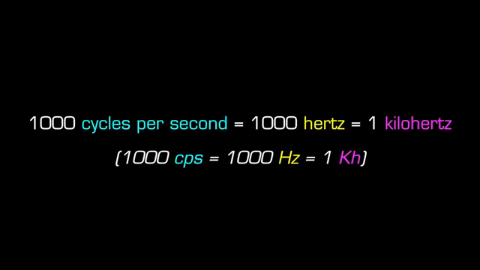The speed with which the source vibrates is known as the frequency and is expressed in hertz or cycles per second. 1,000 cycles per second is equivalent to 1,000 hertz or 1 kilohertz. Humans can hear frequencies between 20 Hz and 20 kHz. This is known as the audio spectrum and is covered in a separate video tutorial.